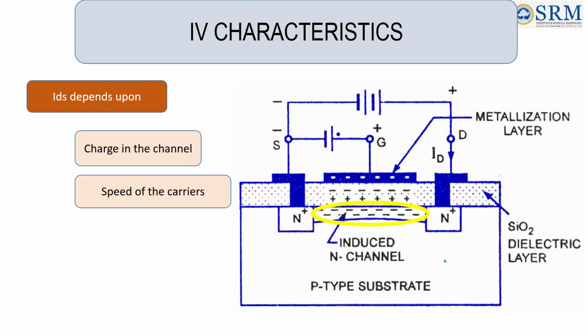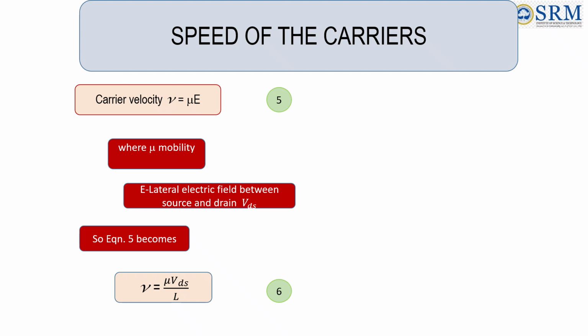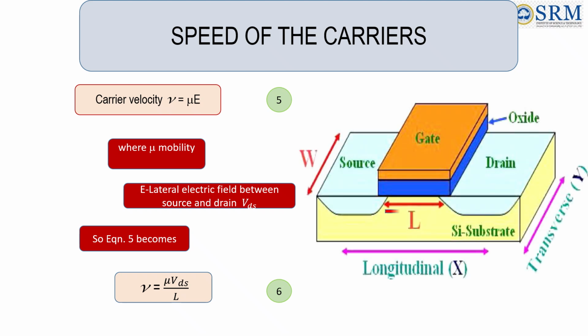So, IDS depends upon charge in the channel and speed of the carriers. First, we'll derive an expression for the speed of the carriers. The carriers move in the channel. They start from the source and they move towards the drain. So the carriers cover a length of capital L, and the lateral electric field VDS is responsible for the movement of these carriers. So the carrier velocity V is mu into E. Mu is the mobility and E is VDS by L. So V becomes mu into VDS by L, which is taken as equation number 6.